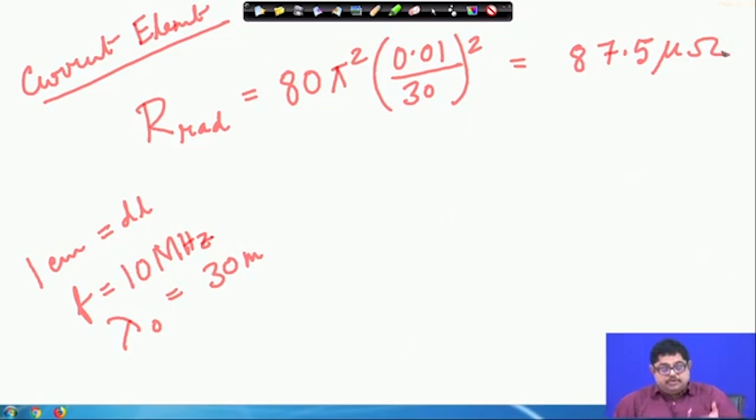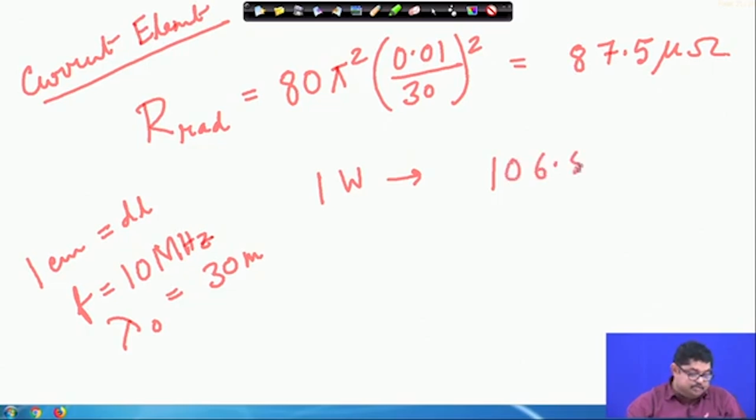So, if I want to radiate 1 watt of power, how much current will I have to give? If we calculate just by I square R, what is the RMS current I will have to give? 106.87 ampere RMS current. You see, it is a huge RF current, 106 ampere. We cannot think of it; actually the current element may burn from this.